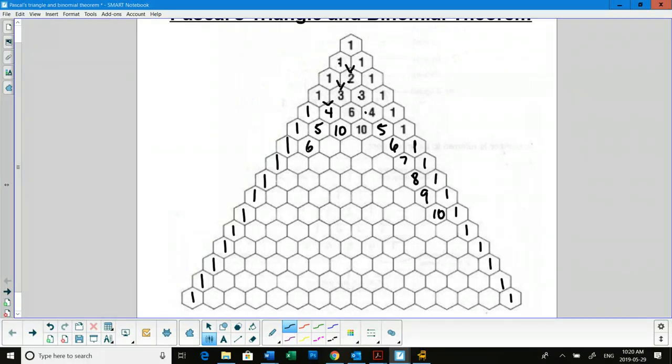You should have also noticed that your triangle is symmetrical, right? The left side and the right side are mirrored versions of one another. And so on, and so on. Any other patterns that you guys noticed?